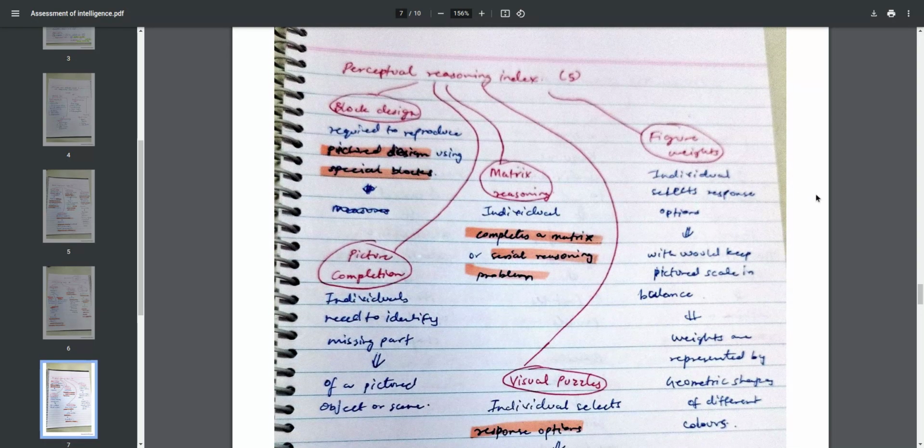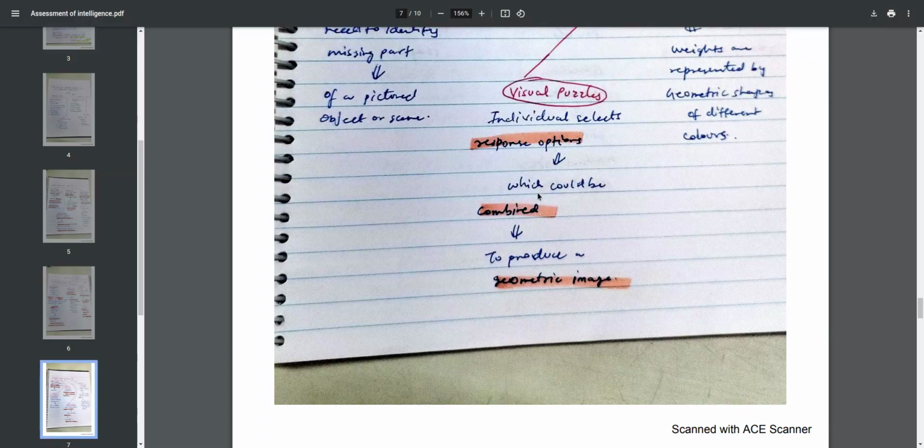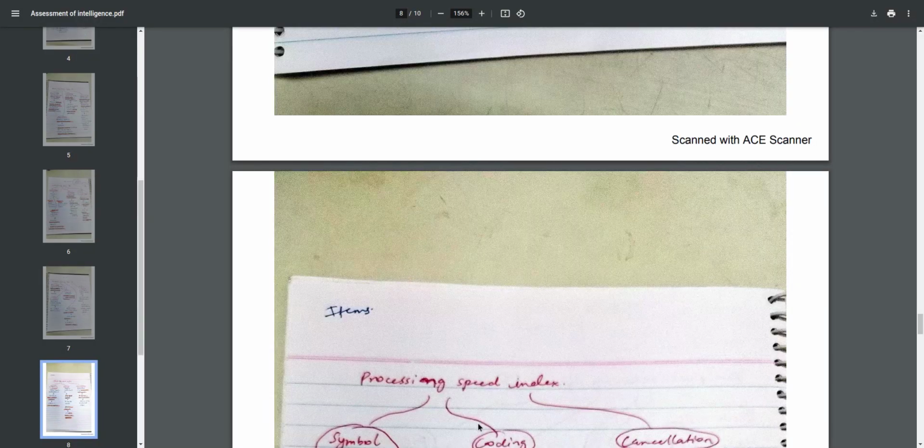And then figure weights. In this, they are given a scale on the screen, like those manual scales which balance things, and then they are given a set of geometric shapes as options. You just have to balance, like let's say two small squares are given on one side, and you have many options. You have 3 big circles, 2 small triangles. You just have to choose the correct options which would balance the scale. And those geometric shapes are in different colors.